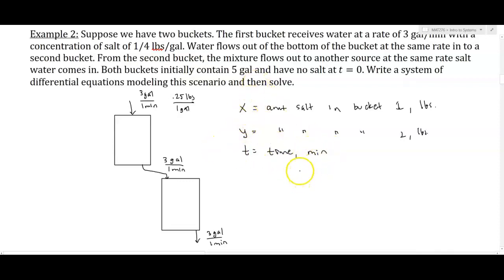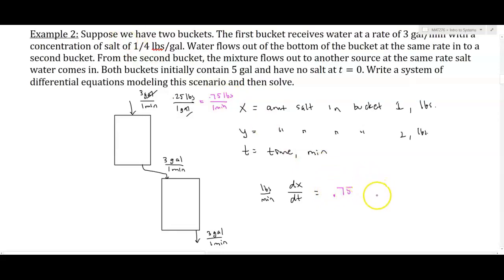So we're going to try to model two rate equations. One's going to be dx/dt, and the other is going to be dy/dt. So dx/dt, based on my definitions for x and t, has to be in pounds per minute. This is going to be a similar modeling problem. If we multiply gallons per minute times pounds per gallon, we're going to end up with pounds per minute. And so this equals 0.75 pounds per 1 minute. That's what I have coming in, which is 0.75 pounds per minute.